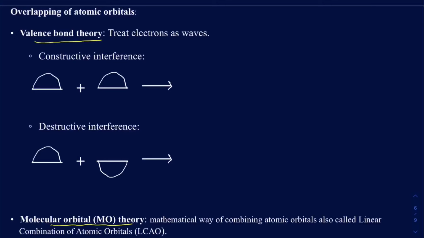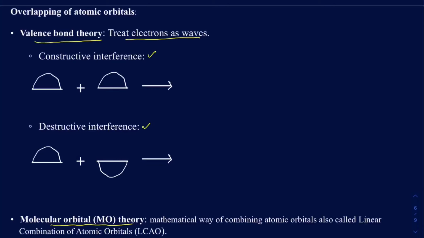In valence bond theory, what they say is you treat the electrons as a wave. So if you have taken physics, a wave is anything that has repetitive motion. And you can combine the waves two different ways. You can do a so-called constructive interference, or you can combine the two waves in what you call destructive interference.